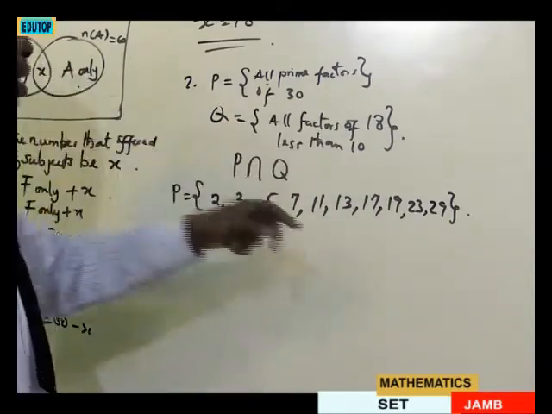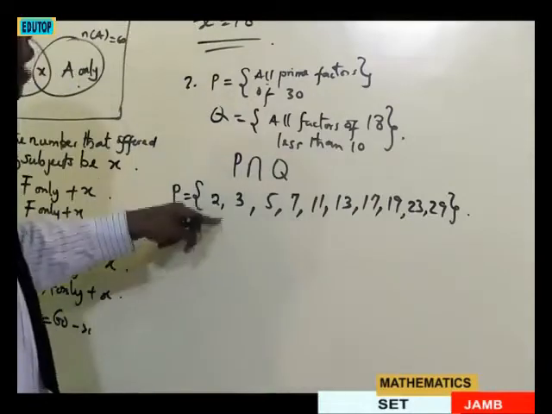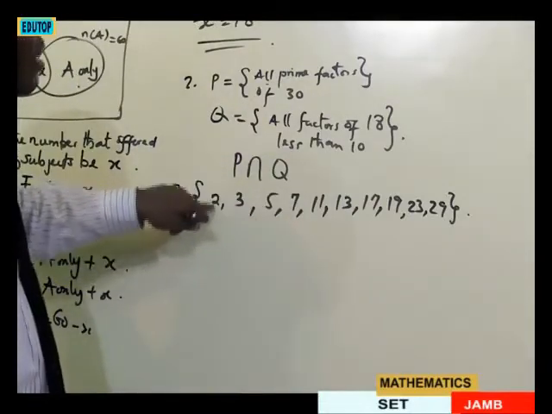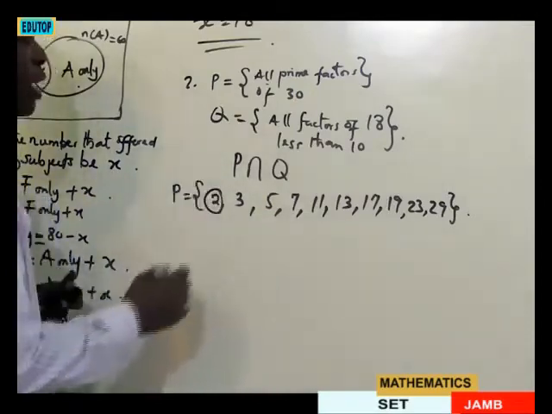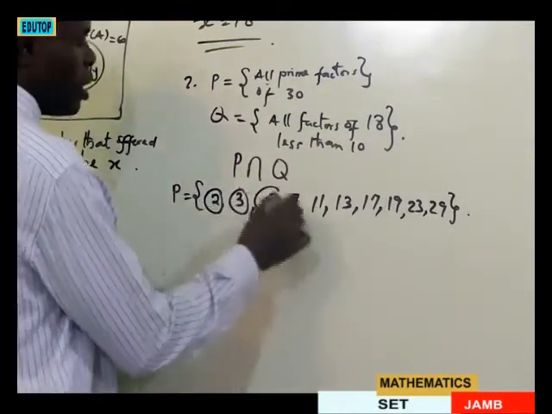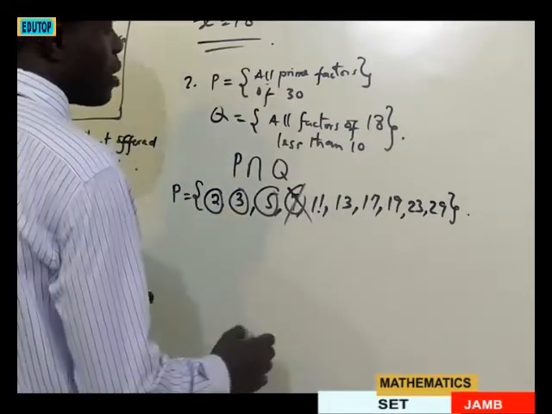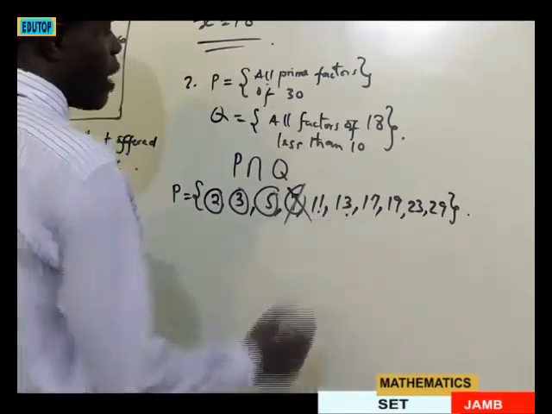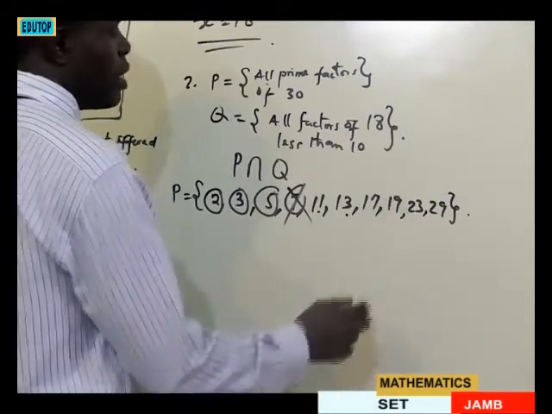So that means if I only listed the prime numbers, those that will be factors will definitely be those that can divide 30 without remainder. So this one will definitely be 1, 2, 3. This one cannot divide it. This one cannot divide it. This one cannot divide it.